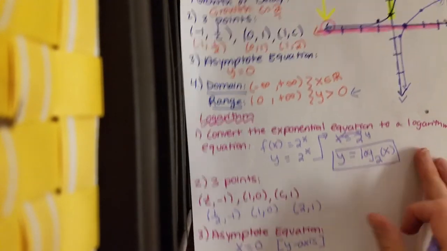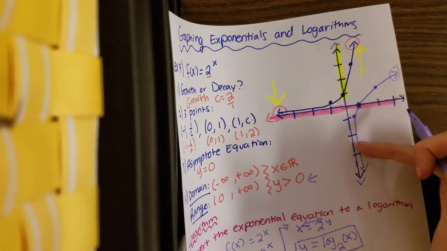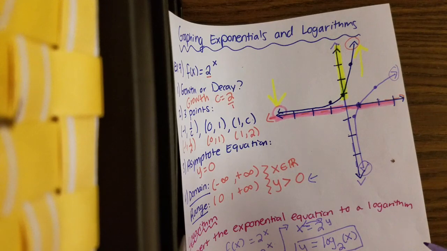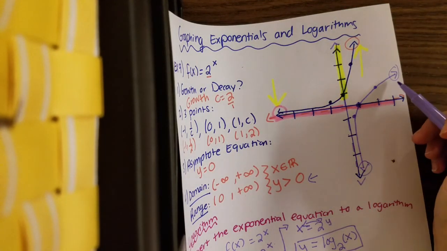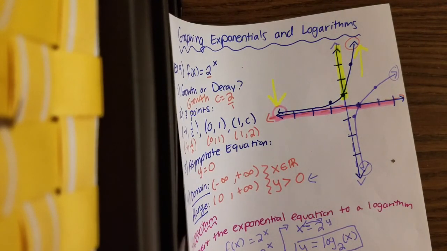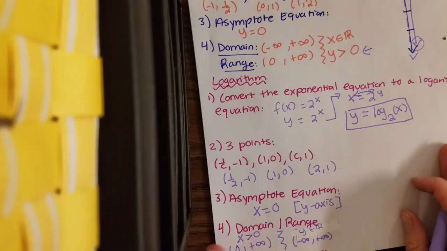Okay, let's see if that makes sense. So when we ask ourselves, how low does the graph go? The arrow does in fact point down forever. And then when we ask ourselves, how high does the graph go? Well, that arrow is headed up in a positive direction. So that makes sense. Awesome. All right, so that's our domain and range.